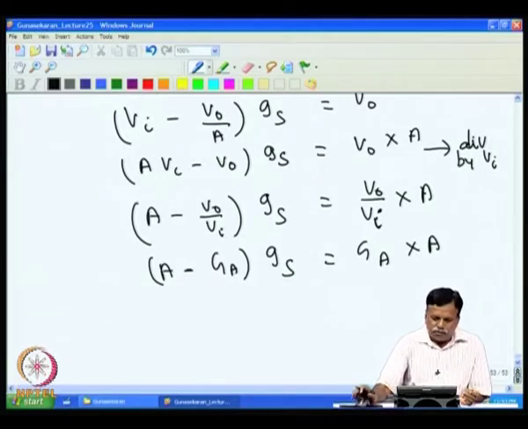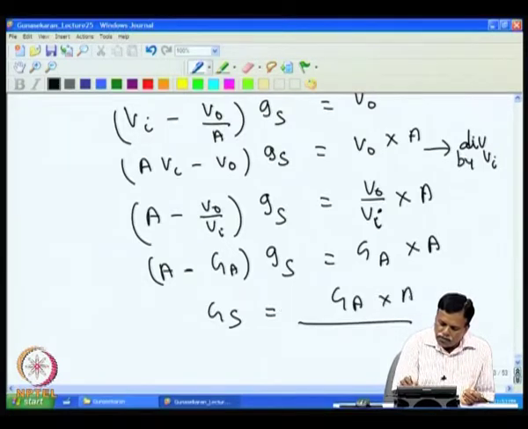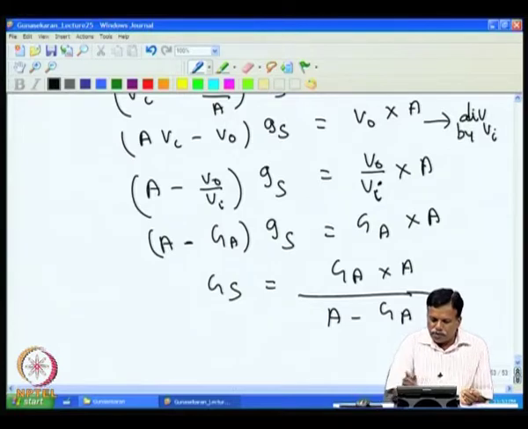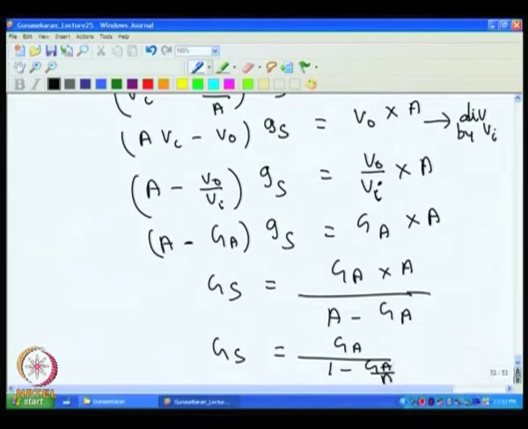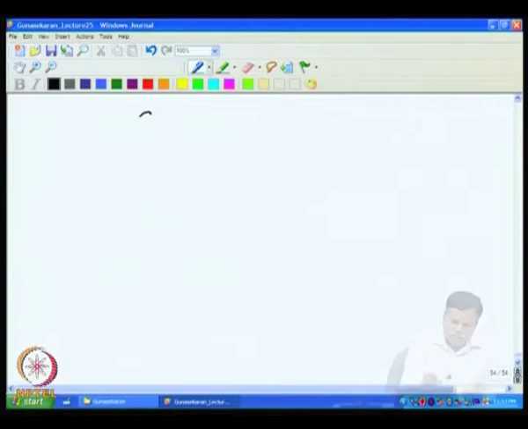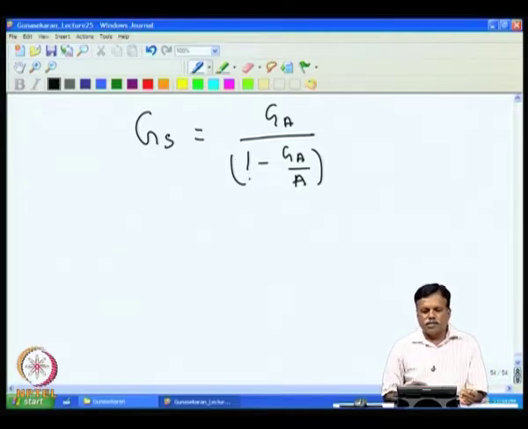Now, if we simplify this, the set gain Gs is actually Ga divided by, on simplification, 1 minus Ga by A. Now, we get into the next page. So, we will get the set gain is equal to the actual gain divided by 1 minus Ga by A. This is an important relationship.